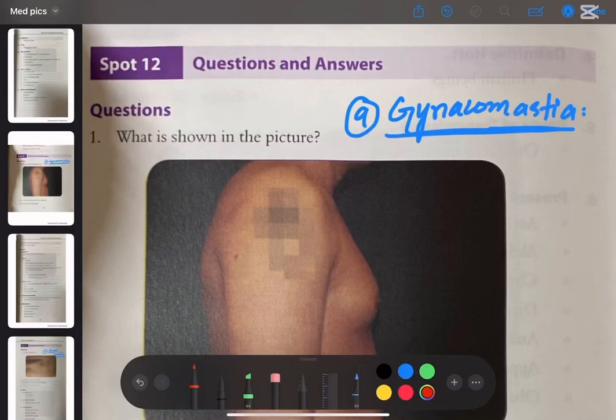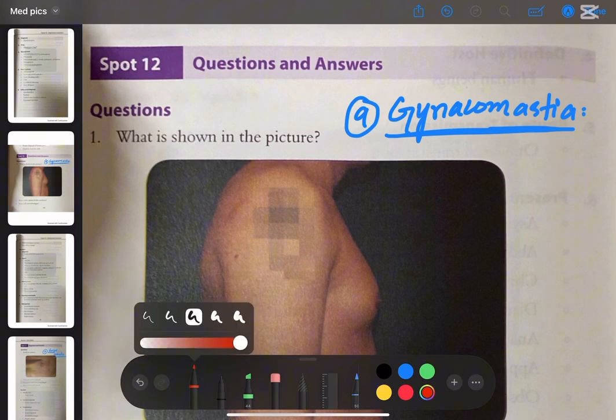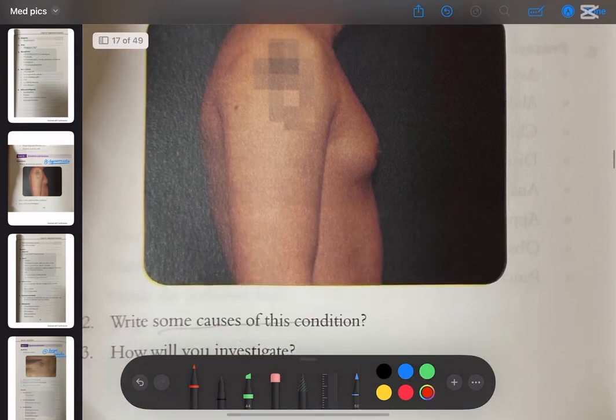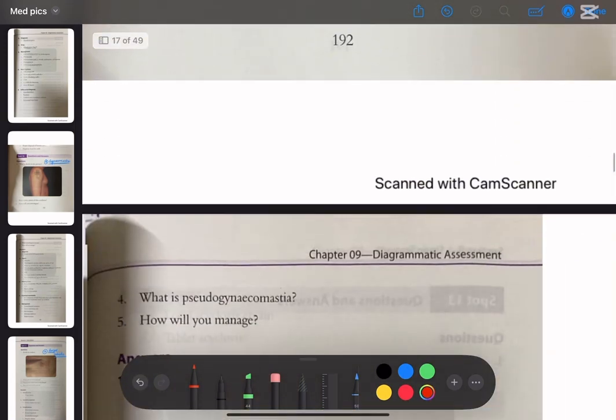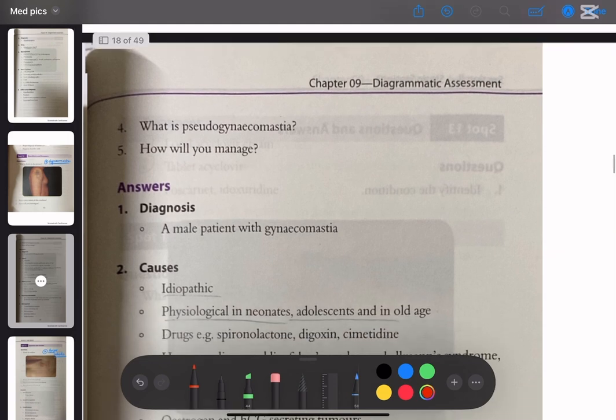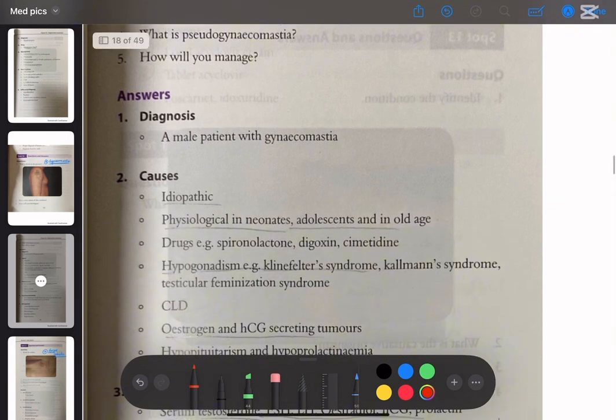Okay, so now moving towards the next disease, that is gynecomastia. So what is shown in the picture? This is gynecomastia. What are the causes and how will you investigate? What is pseudogynecomastia and how will you manage? So this is a male patient with gynecomastia.